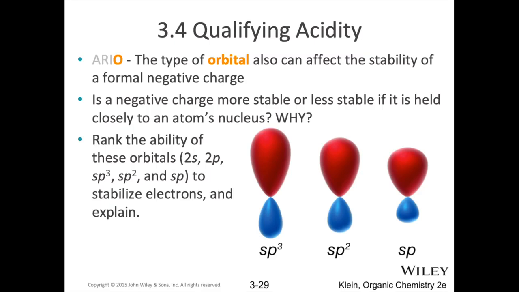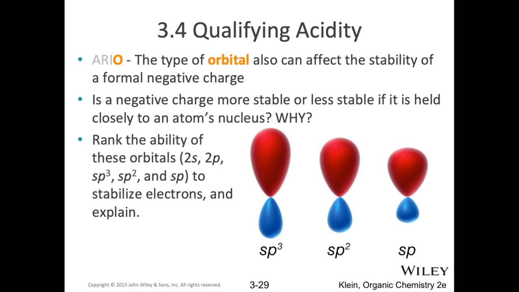So the last effect that we look at, the last tiebreaker that we use when qualifying acidity, is orbitals. So all other things being equal, we can compare the type of orbital that's housing that negative charge. Typically, the smaller an orbital, the closer it is to the nucleus, the lower it is in energy, and therefore the better it is at housing that negative charge.